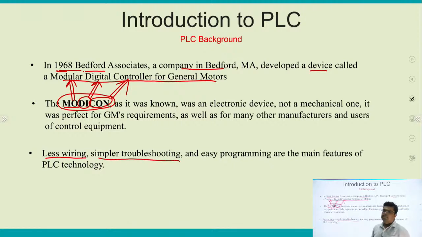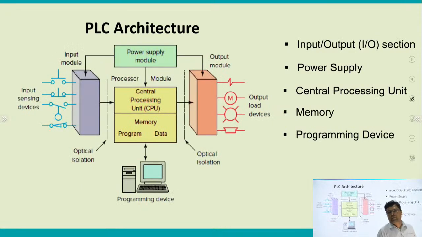As the wiring will be less, we can easily find the fault and troubleshooting is simpler, we can easily identify it. Another advantage of using a PLC system is that we can program very easily. This is the main feature of PLC technology. That's why we moved from relay controller to PLC controller technology. So this is the study about the PLC technology.